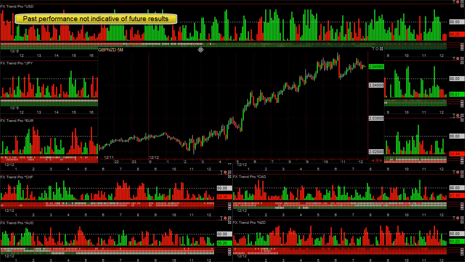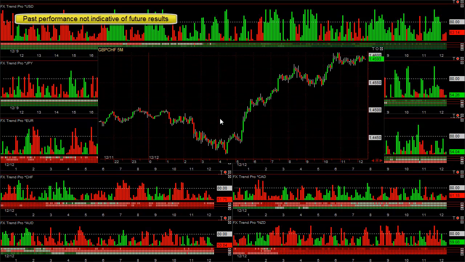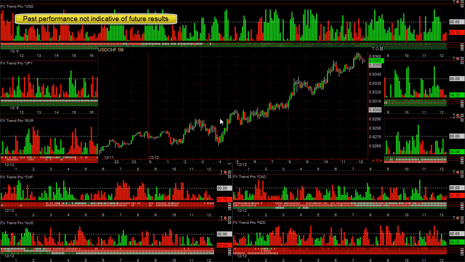Pound New Zealand, you can see just up, up, up. Euro pound, also a good one to sell. And you knew about it way early in the day. Just down, down, down. The Swiss was weak today. Pound Swiss is going to go up. Dollar Swiss was strong. It's going to go up. Swiss yen is going to go down.